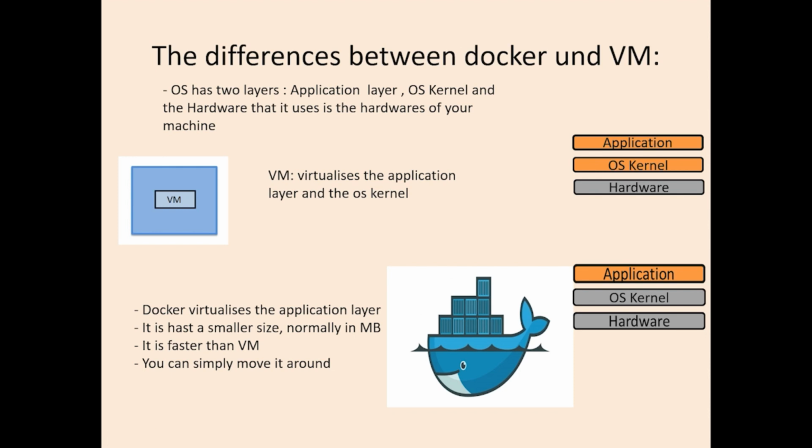Now, when you install a virtual machine, like Oracle virtual machine, on your laptop, this virtual machine has two layers, the application layer and the OS kernel layer. As you know, when you install a virtual machine on your laptop, you have to allocate some hardware components of your machine to this virtual machine, because the virtual machine does not have any hardware layer. It uses the hardware layer of our laptop. So the virtual machine has two layers, application layer and OS kernel layer, but Docker has only one layer, the application layer.